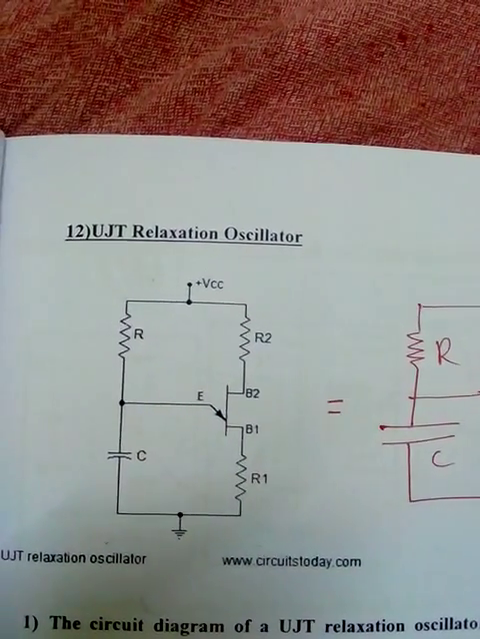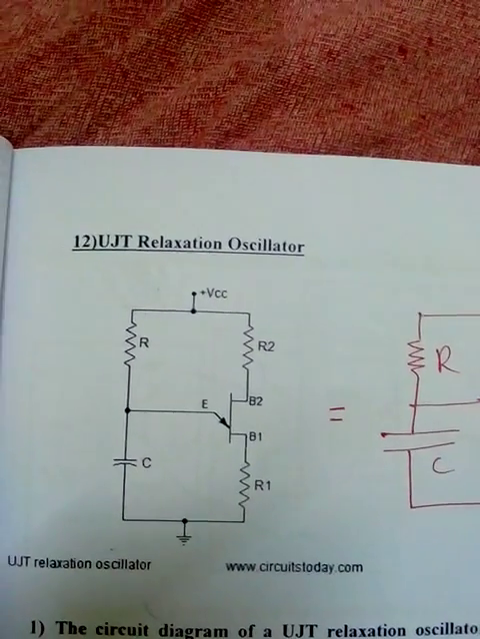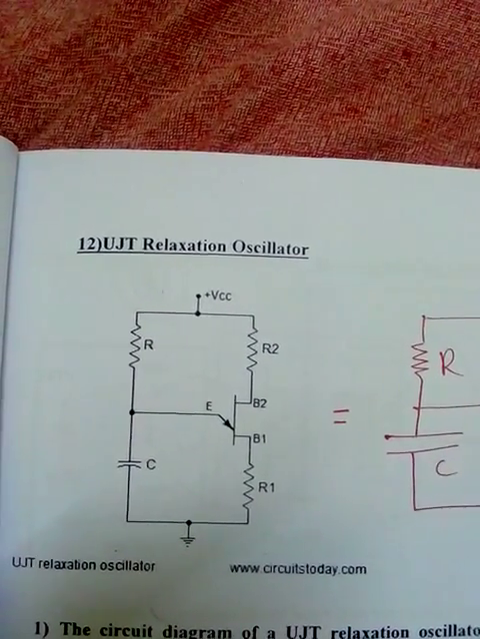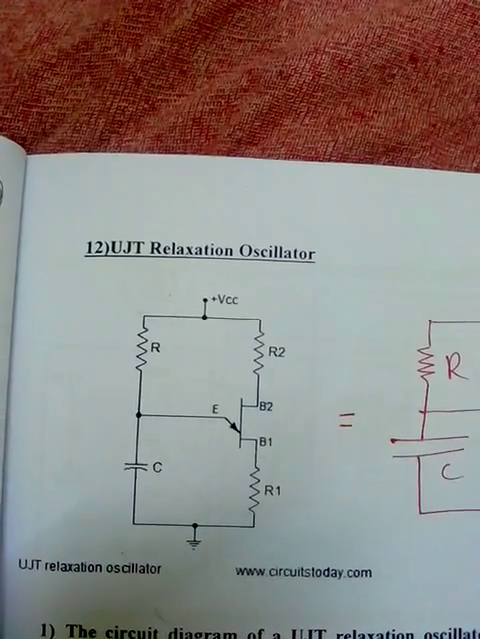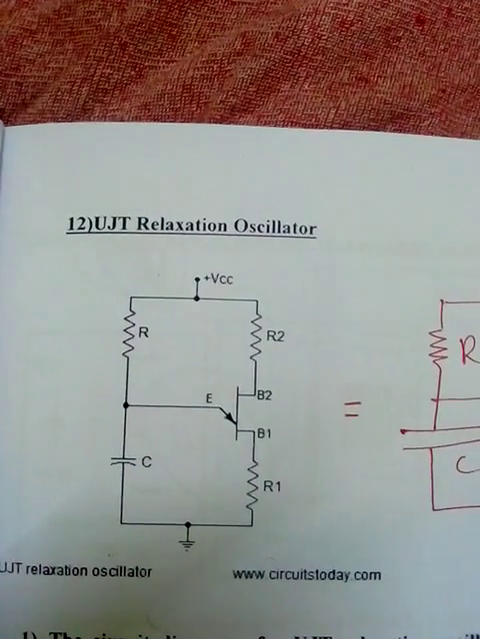Class 15 of Power Electronics Chapter 2 for KPT Electrical Diploma students. UJT Relaxation Oscillator.